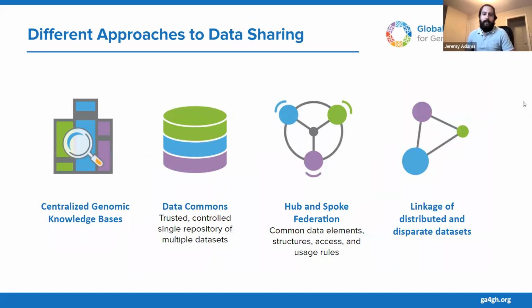At GA4GH, we've identified 4 major approaches to data sharing, which are through centralized genomic knowledge bases, through trusted repositories of multiple data sets, known as data commons, through hub and spoke models of federation, where there are standard APIs to facilitate communication between all the different systems within a federated network, and also a linkage of distributed data, again, through standards-based technology solutions. And GA4GH recognizes that all of these types of resources and infrastructures will be important for the next generation of genomic analysis and data sharing.